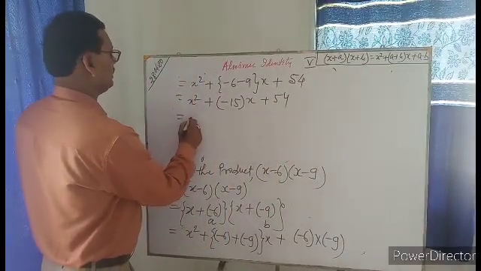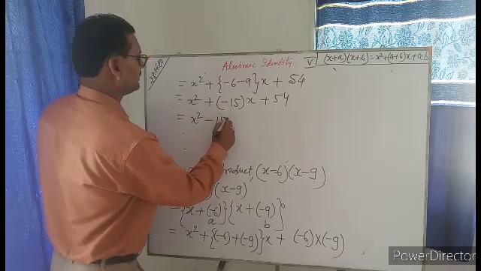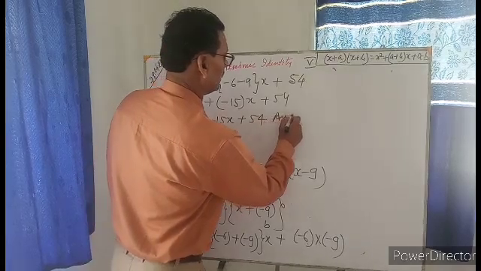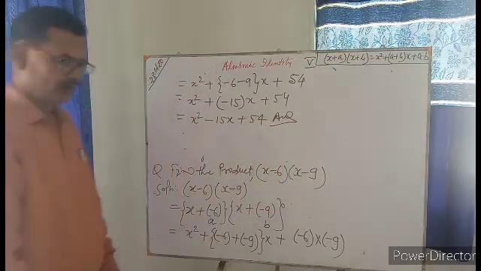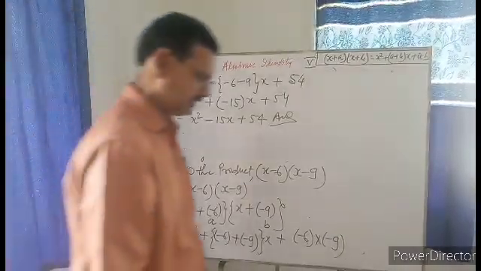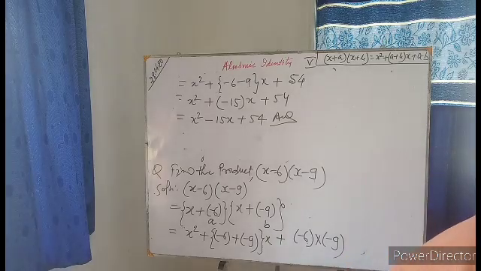So it is equal to x square plus minus 15x plus 54. This is your answer. Okay. Now let's consider the next type of question.